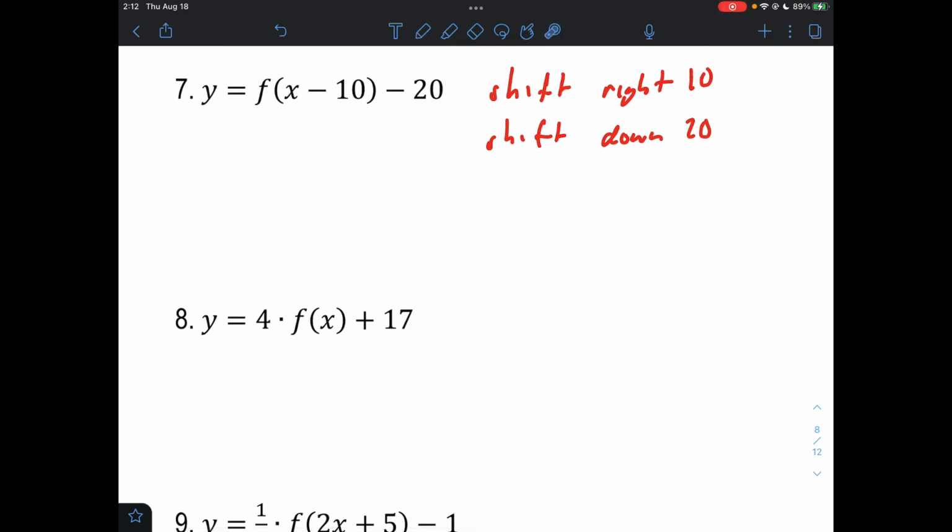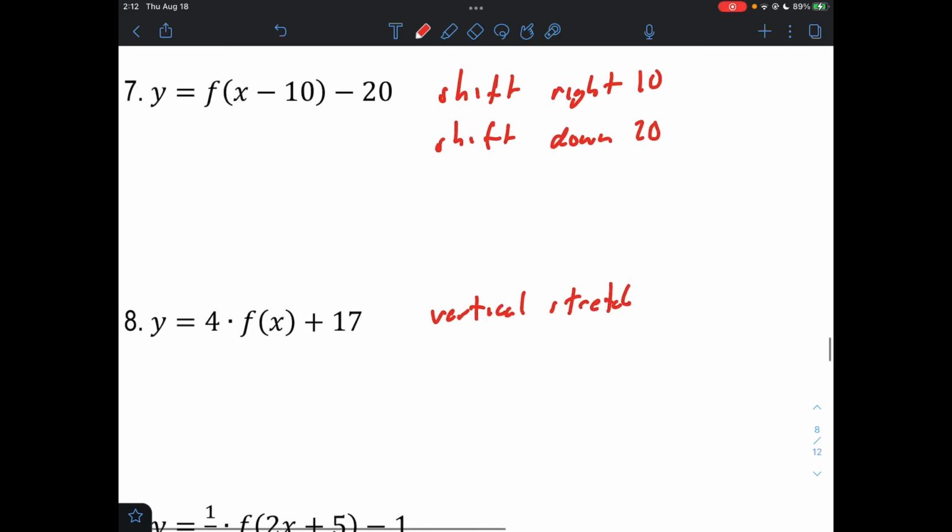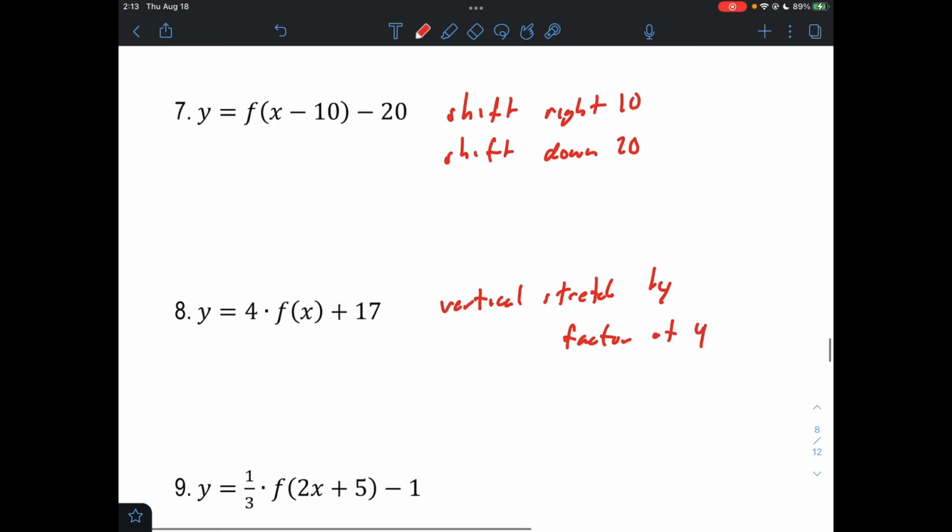Number 8, we see 2 more transformations. The first thing we would do is we would stretch vertically. So I would say a vertical stretch by a factor of 4. And then the 17 after that, we would shift up 17.